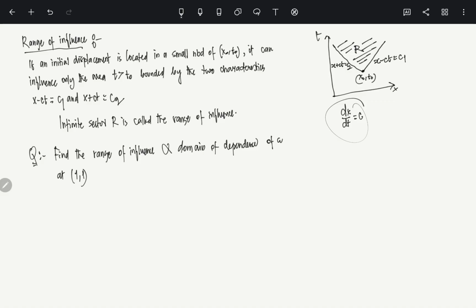Essentially, what I'm trying to say is this: the solution only influences those points. Any other point here gets influenced only by whatever the solution does within this cone. That's the range of influence.